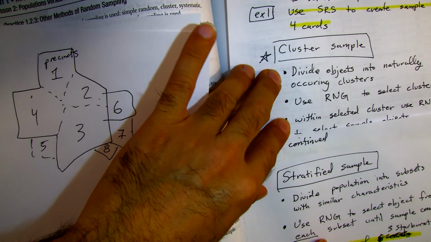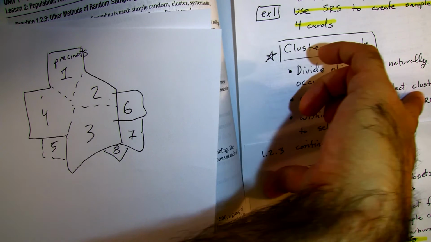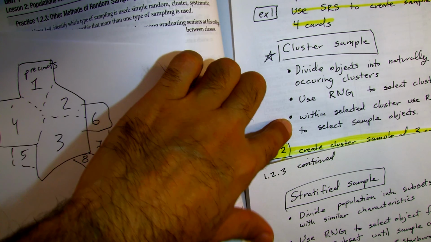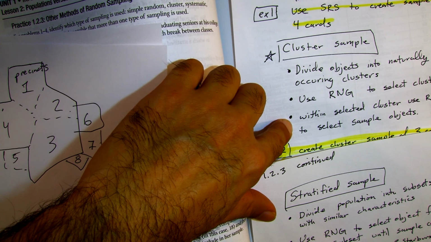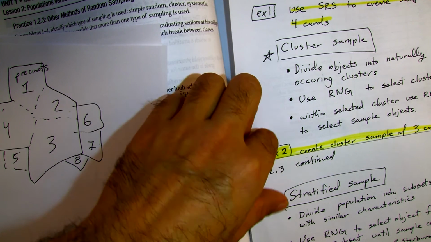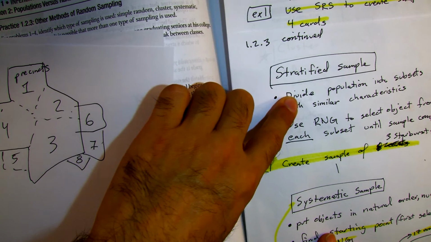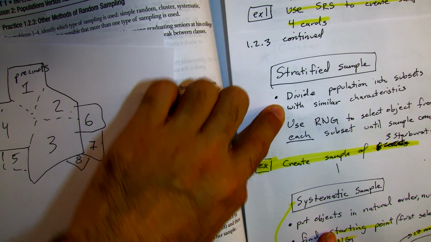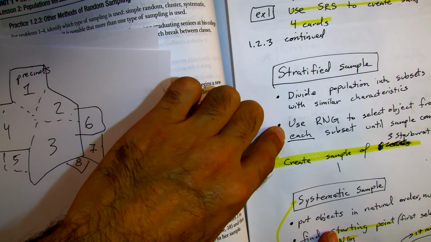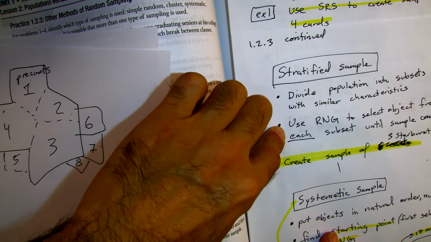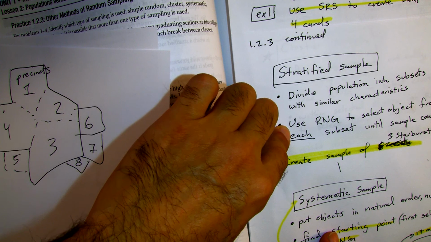Stratified, divide population into subsets with similar characteristics. Yeah, they live near each other. Use a RNG to select objects from each subset until sample complete. This is not what we want, though. Right? So stratify would be this. Divide them up, right? And then you go to this precinct and you use a random number generator to select some objects there, then there, then there, and you keep going till you fill up all your votes. That's different, right? That's not what they were asking.